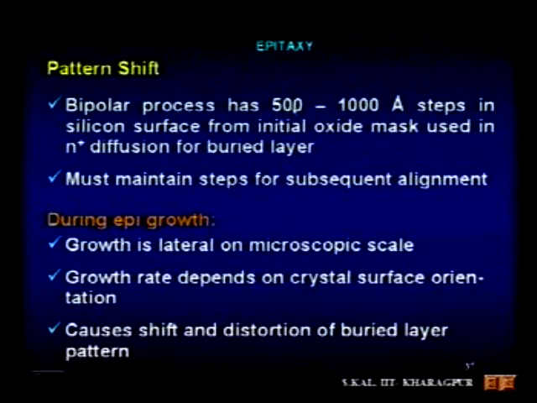Basically, if at the beginning the wafers are free of any depression, the pattern shift will not be there. But because the concentration of the buried layer is more compared to the other region, the depression on the surface will be formed along the periphery of the buried layer. The step which is formed at the buried layer is nearly 500 to 1000 angstrom in the silicon surface from the initial oxide mask used in N plus diffusion for the buried layer.